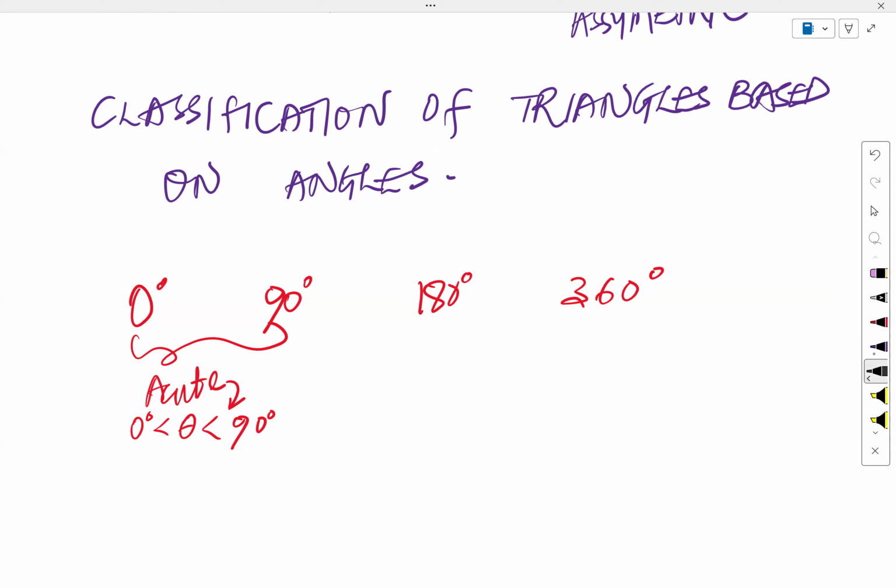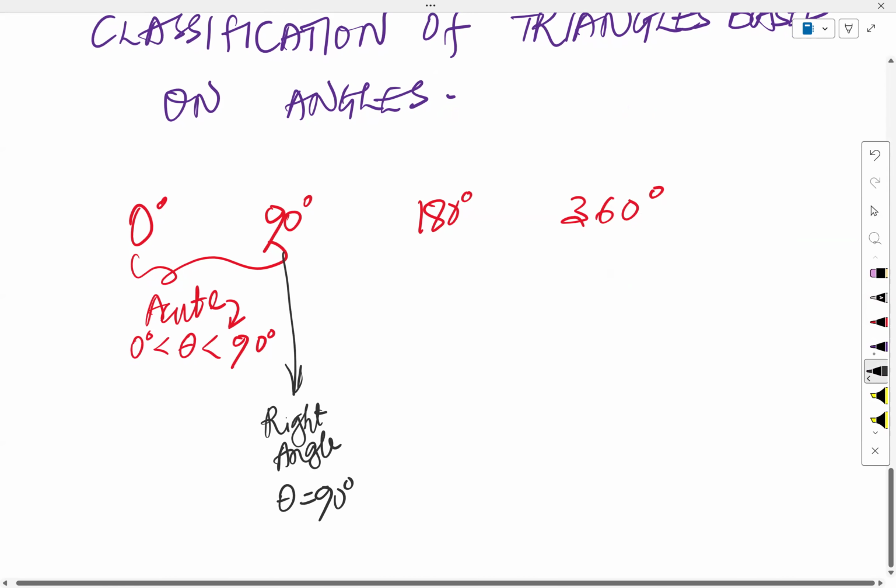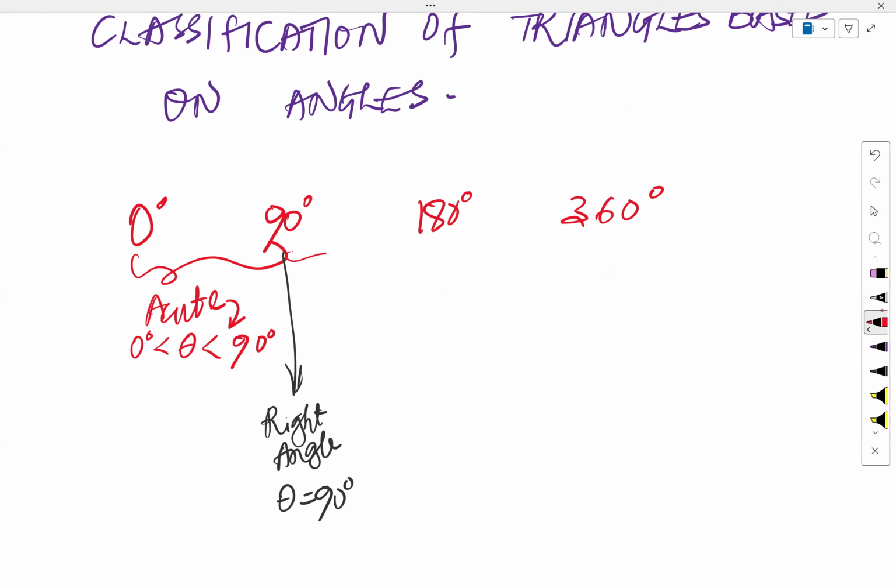And then 90 degrees itself is said to be a right angle. In this case, theta is exactly 90 degrees. And then between 90 degrees and 180 degrees, you have what you call an obtuse angle. For an obtuse angle, 90 degrees is less than theta, which is less than 180 degrees. That means an obtuse angle lies between 90 degrees and 180 degrees.